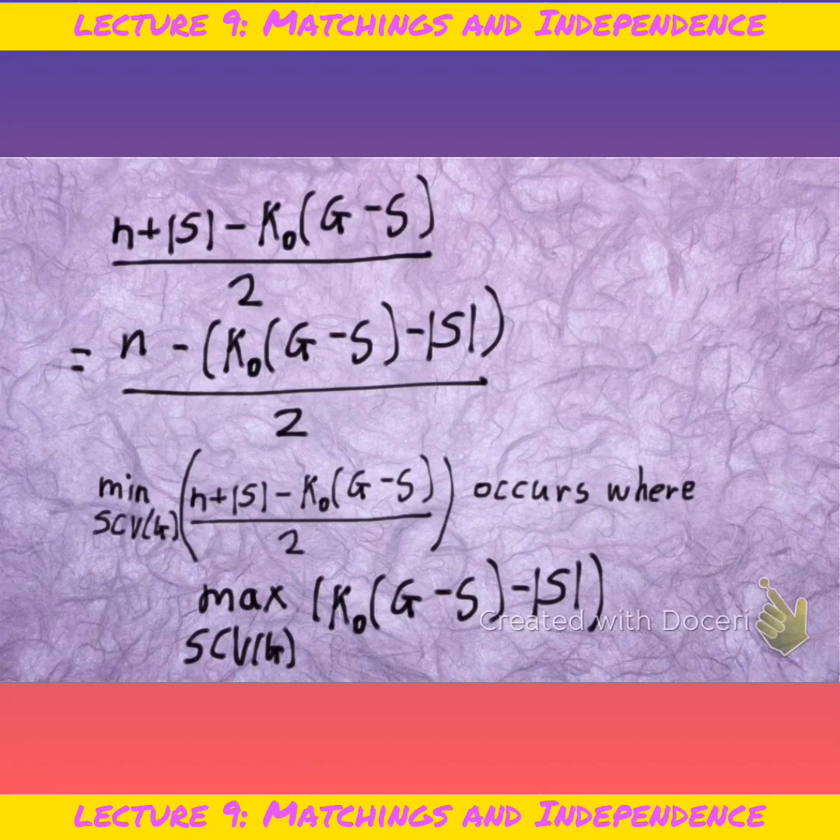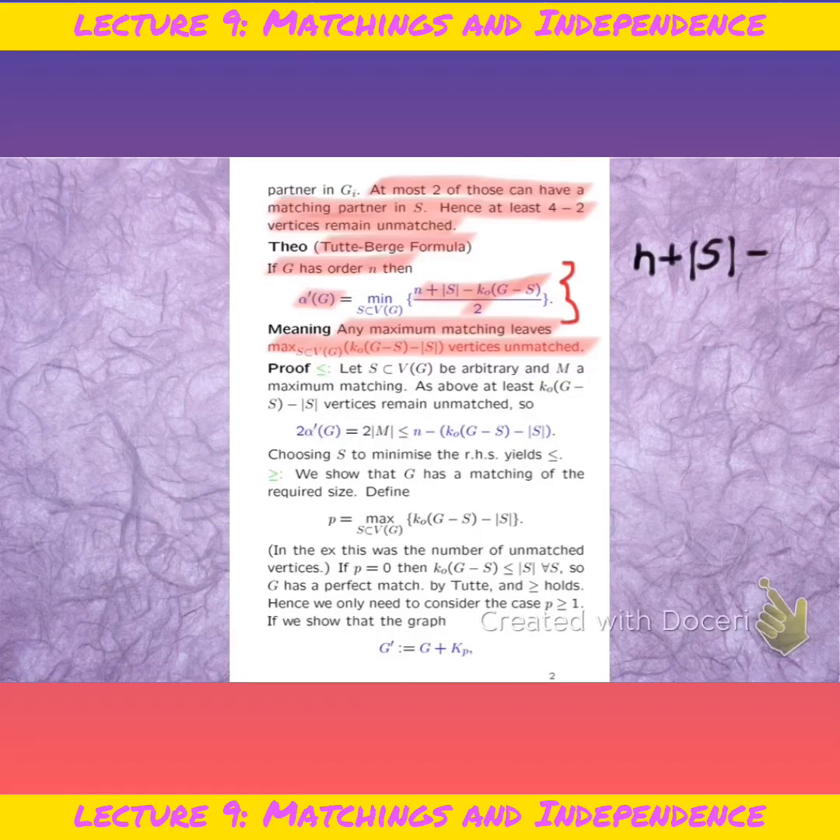So in the previous example, we did the same. We took the number of odd components, and from that we subtracted the cardinality of the set S that you're removing, and that will count your number of unmatched vertices. So basically, any maximum matching will leave this number of vertices unmatched.